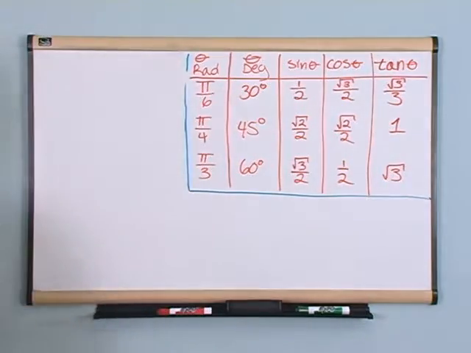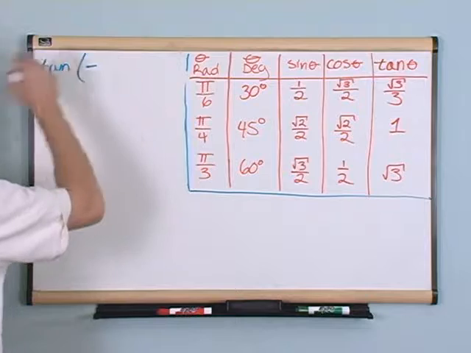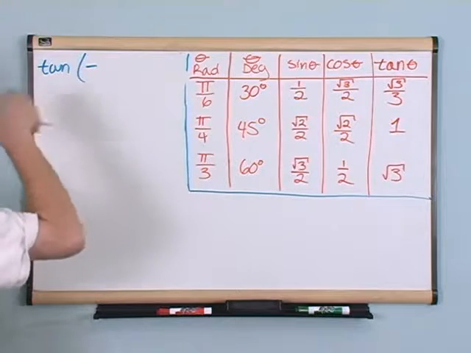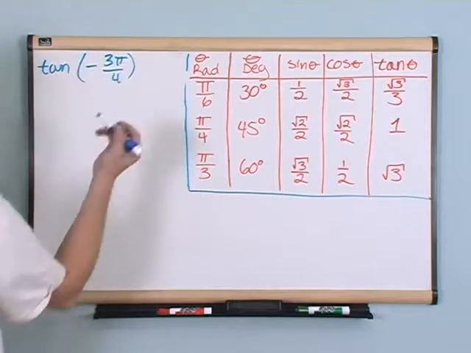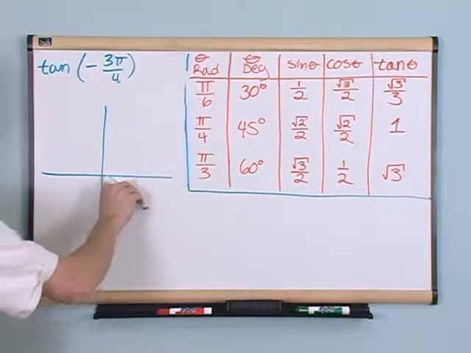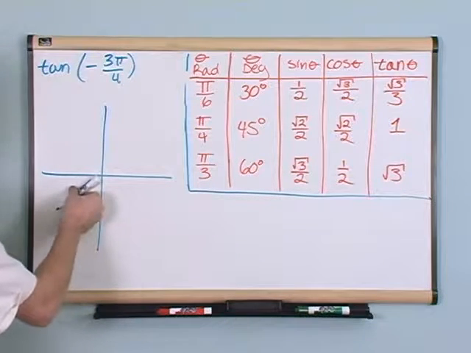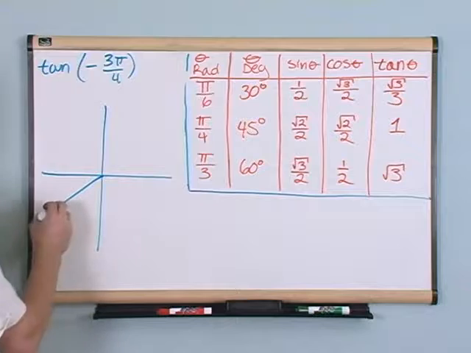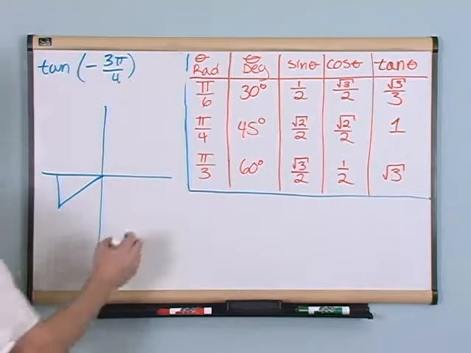And to kind of give you an example of that, let's say we were finding the tangent of negative 3 pi over 4. Okay, let's plot this. Okay, this is negative pi over 4 at negative 45 degrees. This is negative 2 pi over 4. This would be negative 3 pi over 4 right here. So I would be interested in this right here for the triangle. I'm trying to find the tangent.